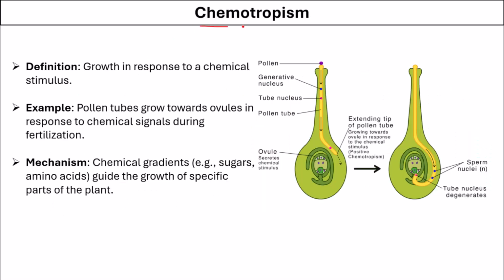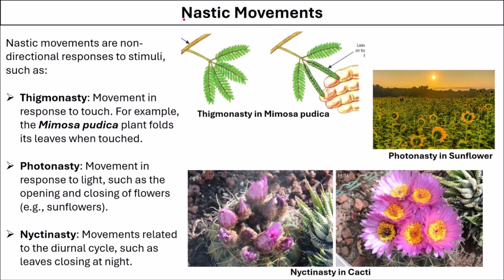Chemotropism is plant growth in response to chemicals. During fertilization, chemicals in the flower help guide the pollen tube towards the ovule. The pollen tube carrying the sperm cells grows towards the embryo sac for fertilization.